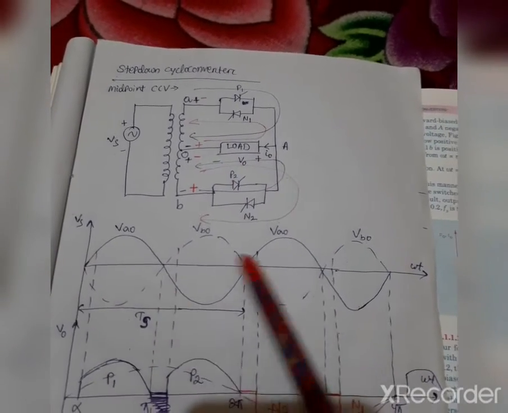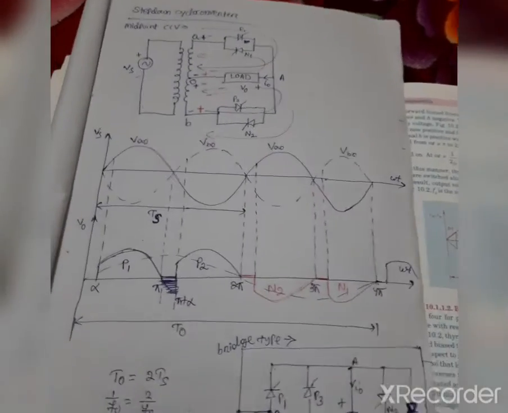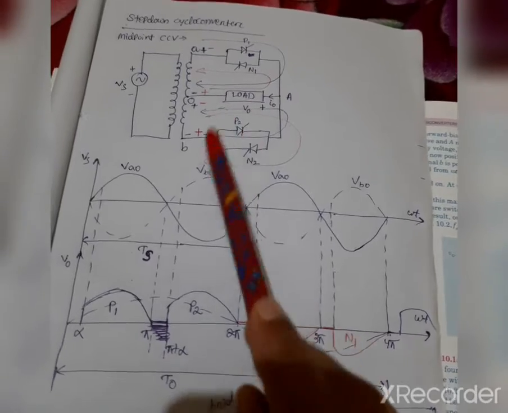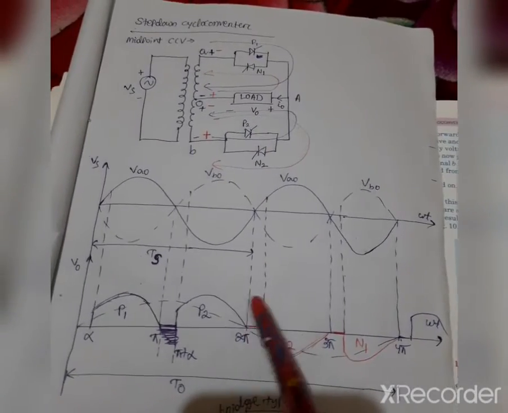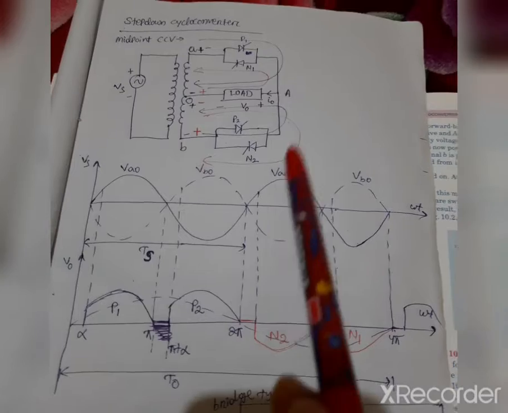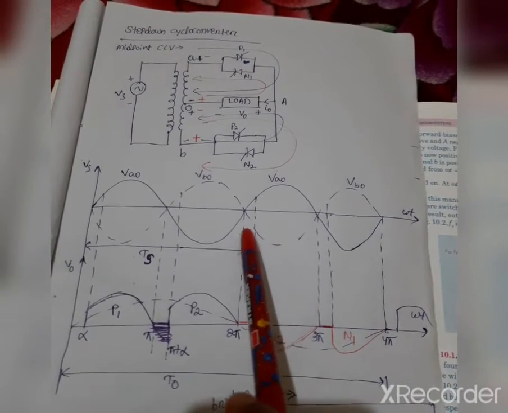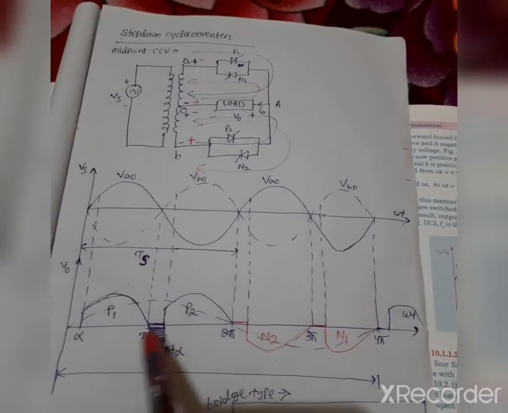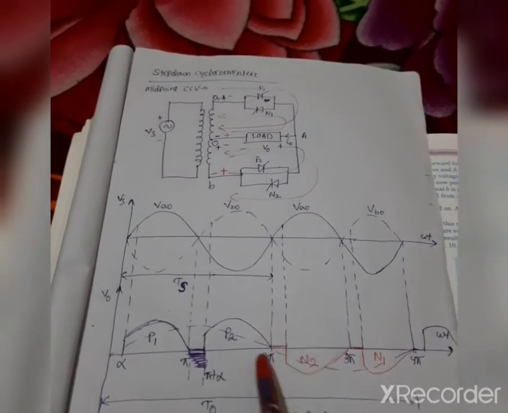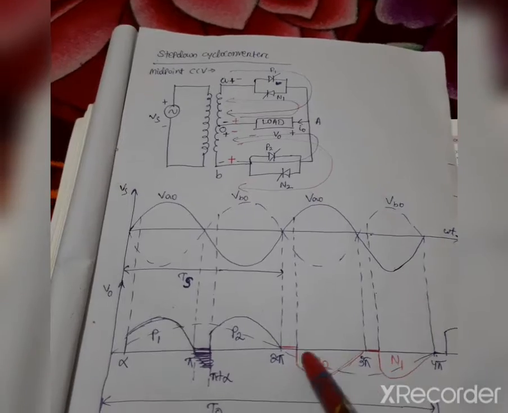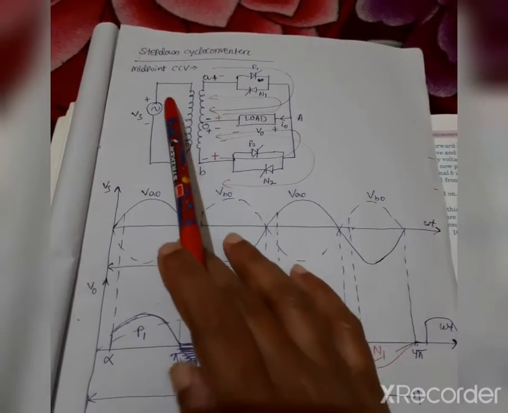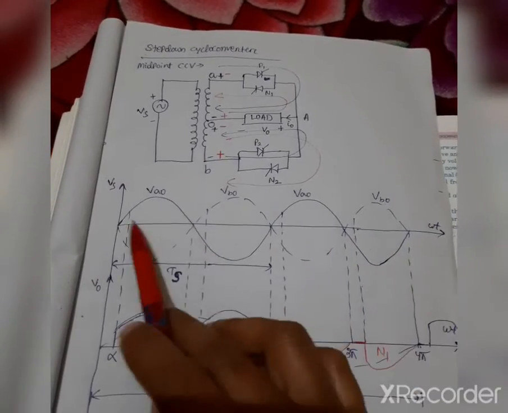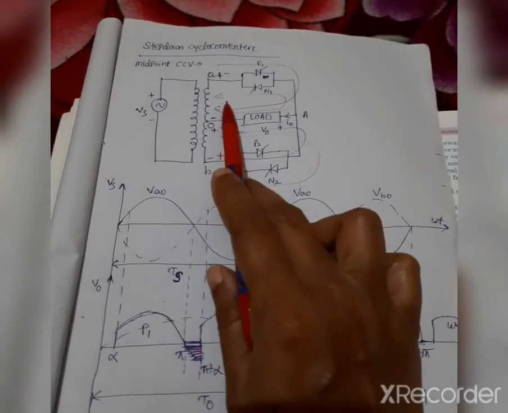This is the supply waveform. I draw here, this is the output waveform. See, in the midpoint type, in the step down cycloconverter, one change happens: first all the positive group SCRs are conducted and then all the negative group SCRs are conducted. Okay, so first this is positive, this is negative, positive half cycle.